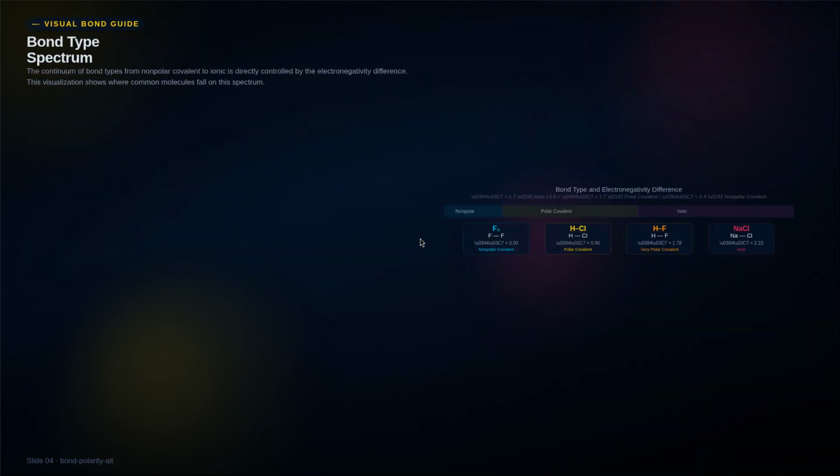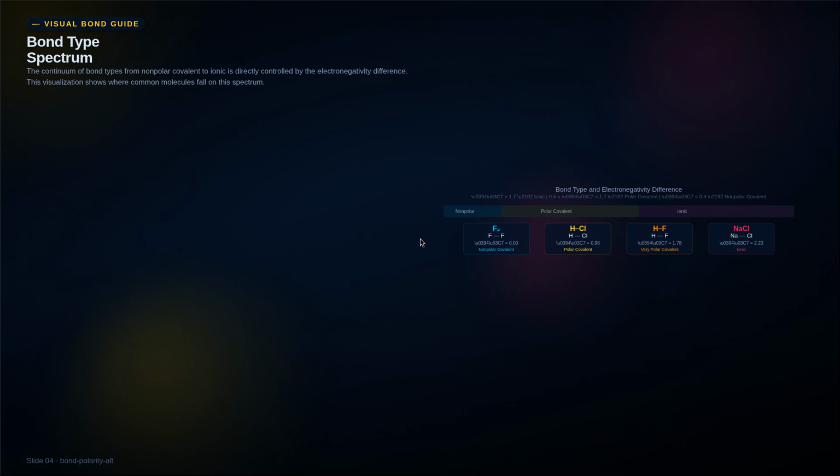This visualization shows the bond type spectrum. At the top, we see the continuum from nonpolar covalent on the left through polar covalent in the middle to ionic on the right. Each column shows a specific molecule: F2 with 0 difference, HCl with a difference of 0.96, HF with 1.78, and NaCl with 2.23.